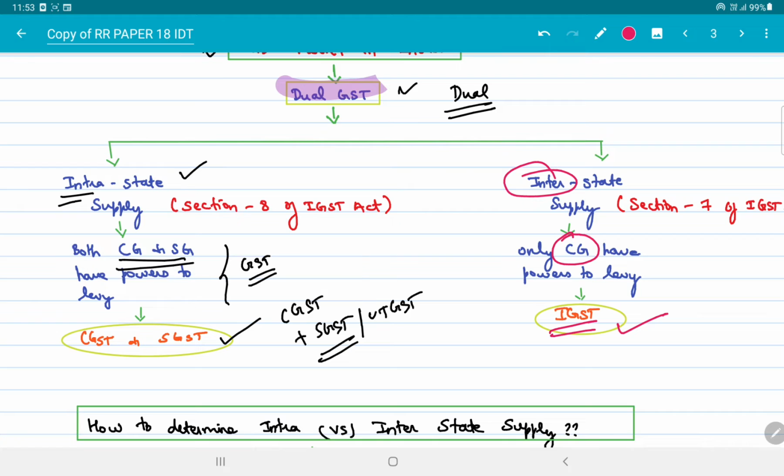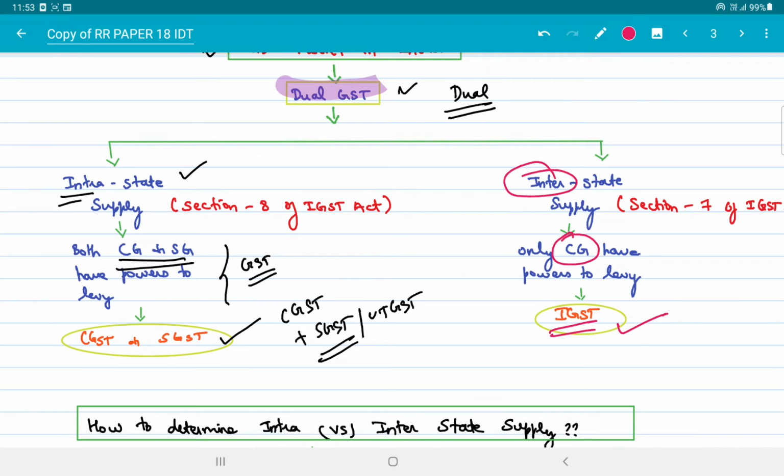That's why I have very clearly given a flow chart. If it is an intrastate supply, both the central and state governments have a power to levy, and CGST plus SGST is levied. If it is an interstate supply, only the central government has a power to levy GST and IGST will be levied.